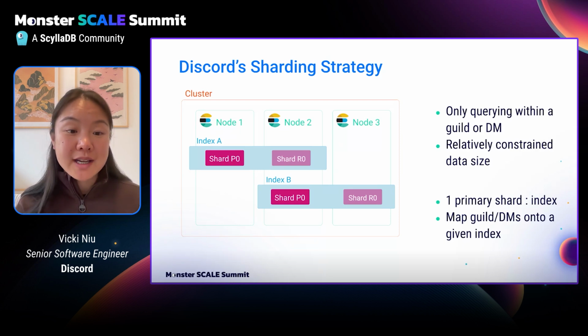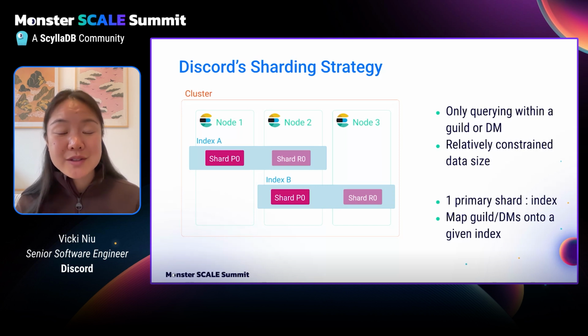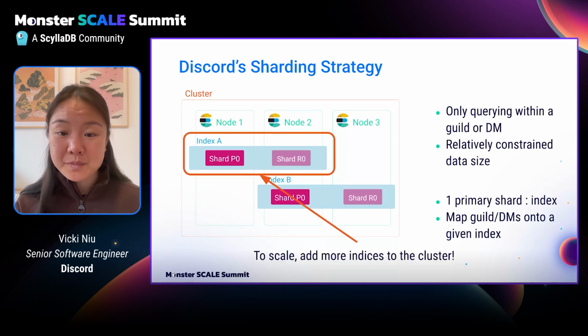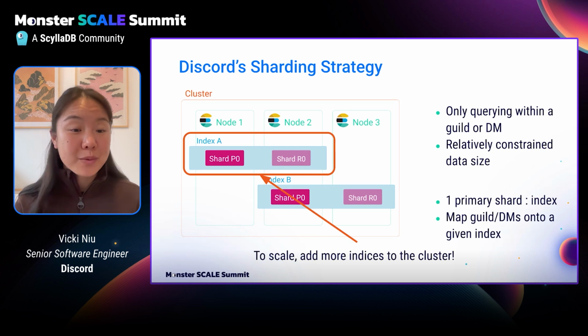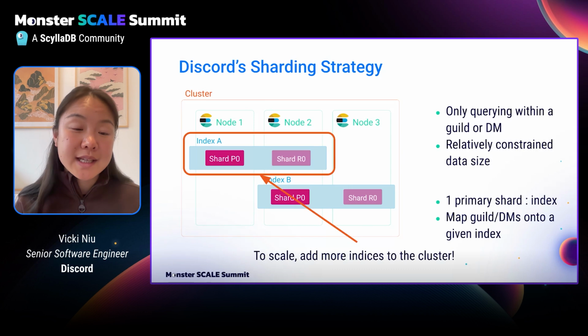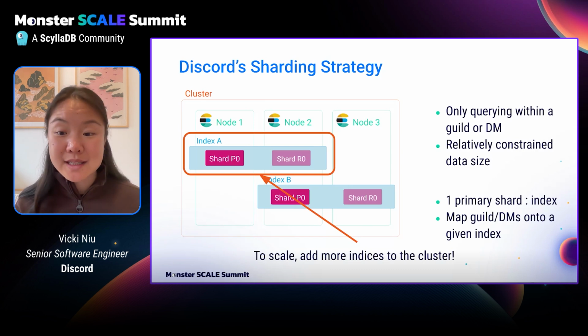That way we can create a set of indices for our cluster and then map the guilds or DMs onto those indices as they're added to search. This means that a search query for a given resource, so for a given guild or DM, will only ever need to talk to one shard, and thus just one node, which makes our performance for both indexing and querying a lot more efficient. So in our model, as we scale, we can add more indices to the cluster, which increases our capacity to store more data, and we can also accordingly add more nodes to house these indices and primary shards.